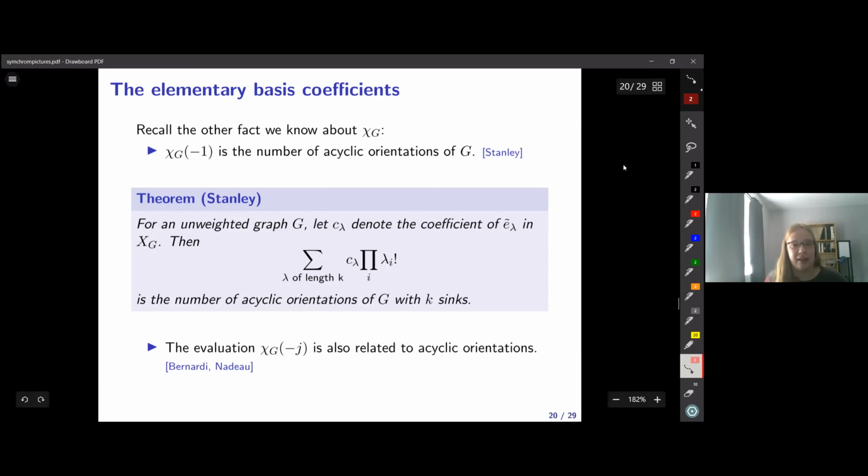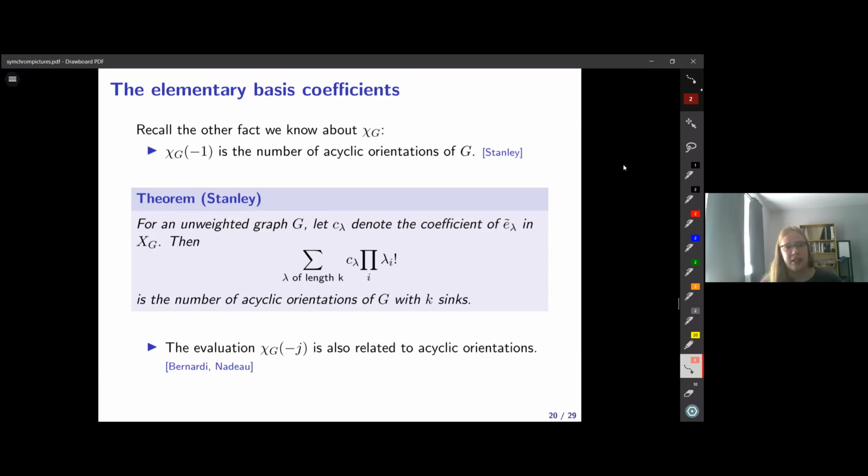And this is due to Stanley, and there's a result of Bernardi and Nadeau that also relates evaluations at -j for j bigger than 1 to acyclic orientations and to the chromatic symmetric function that's less direct than this correspondence. But this tells us that we can somehow recover this acyclic orientations fact from the E basis, although it's not entirely clear to me how the E basis corresponds to plugging in -1. But it's there and it's nice.